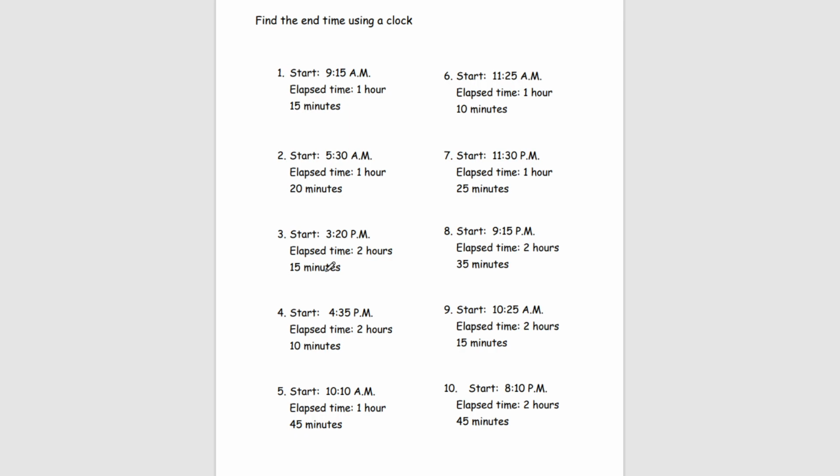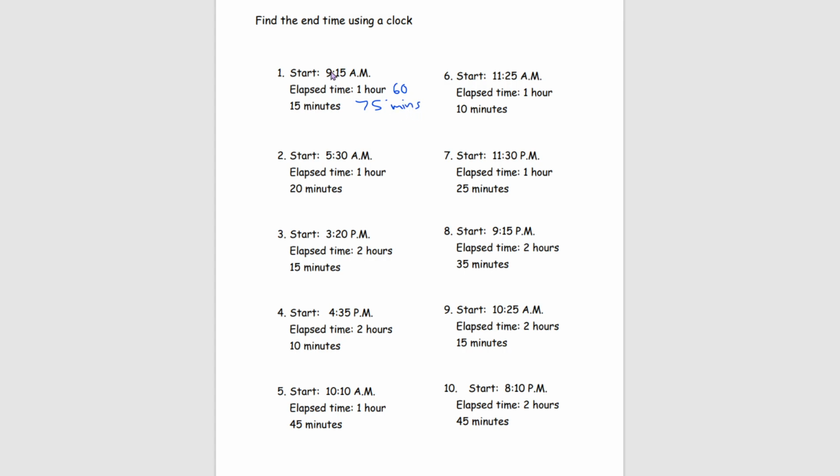On this next page, we'll be finding the end time using the clock. And so, the same thing starts here, but this time, instead, we know the elapsed time already. So for number 1, we know that it starts at 9:15 a.m. and the elapsed time is 1 hour and 15 minutes. So, since we know that it starts at 9:15, let's change 1 hour to 60 minutes, which means that the elapsed time is 75 minutes instead.